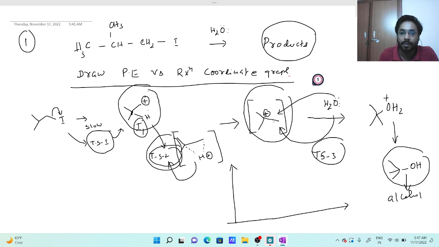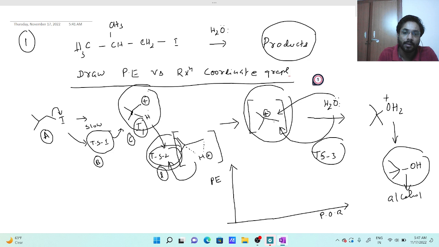Fine. This is potential energy. This is progress of reaction, or simply reaction coordinate. This is point number A. Transition state 1, point number B. Intermediate, point number C. Transition state 2, that is rearrangement, point number D.